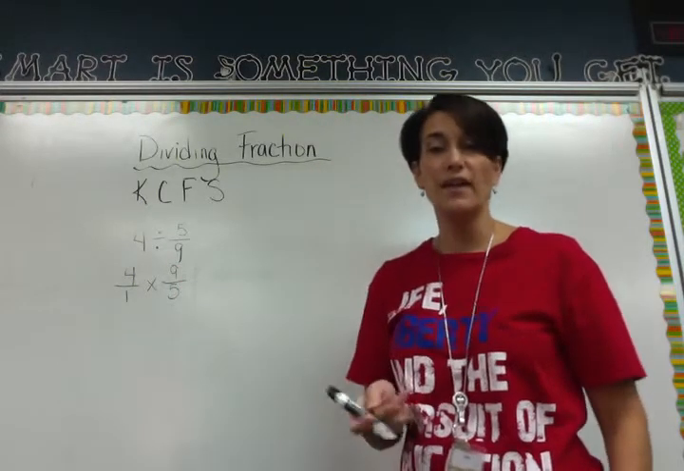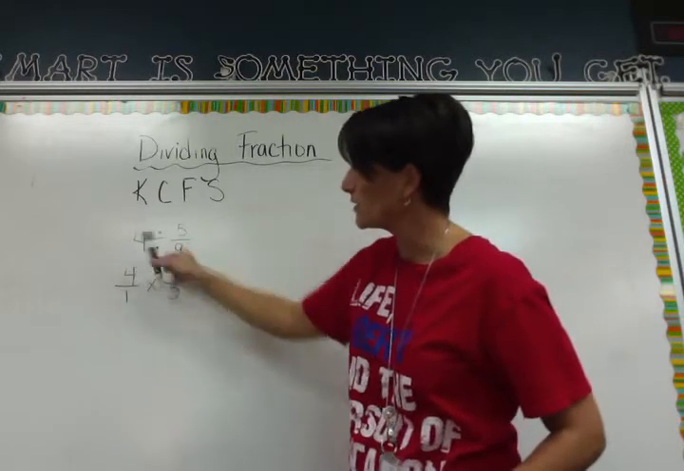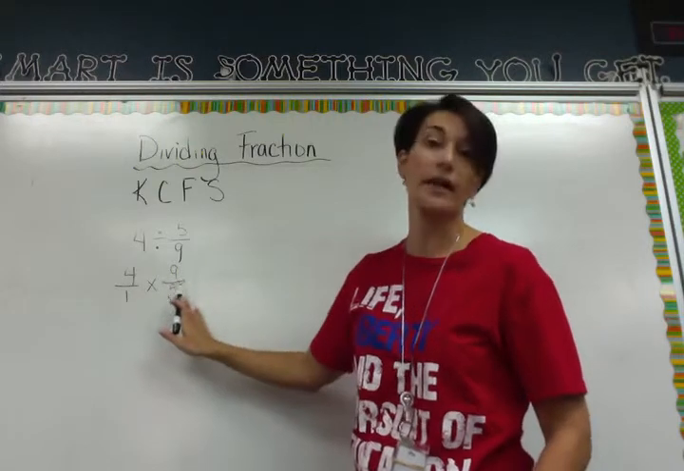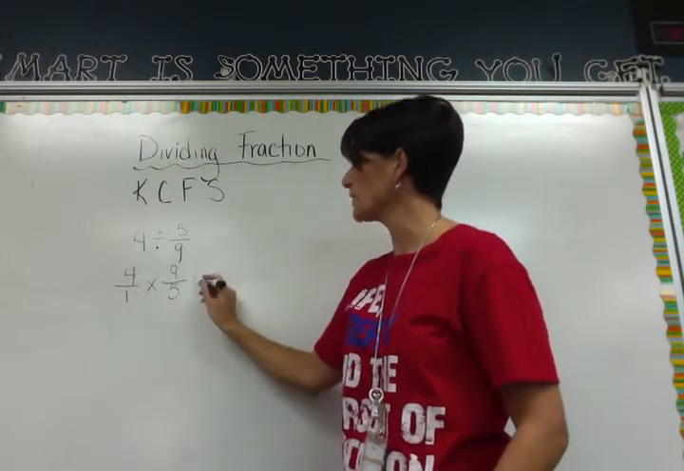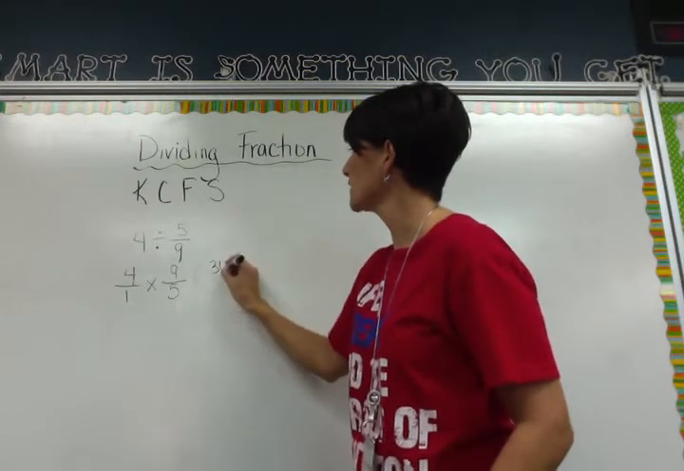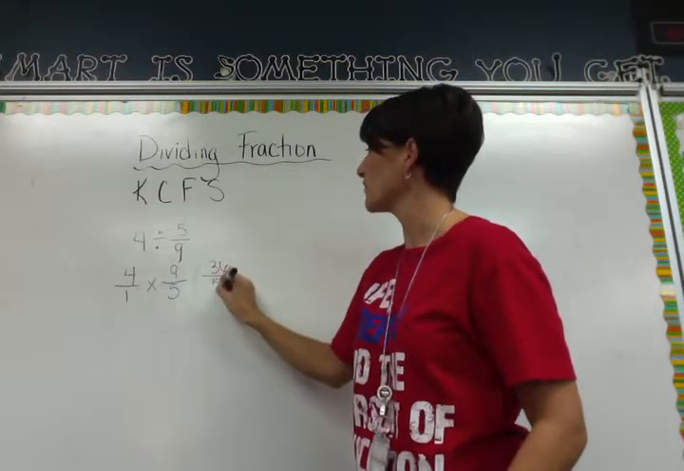As always, I'm going to see if I can simplify. So I'm always going to look crossways to see if I can simplify. And in this case, I cannot simplify 4 and 5, and I cannot simplify 9 and 1. So instead, I'm just going to multiply across. 4 times 9 is 36, and 1 times 5 is 5.